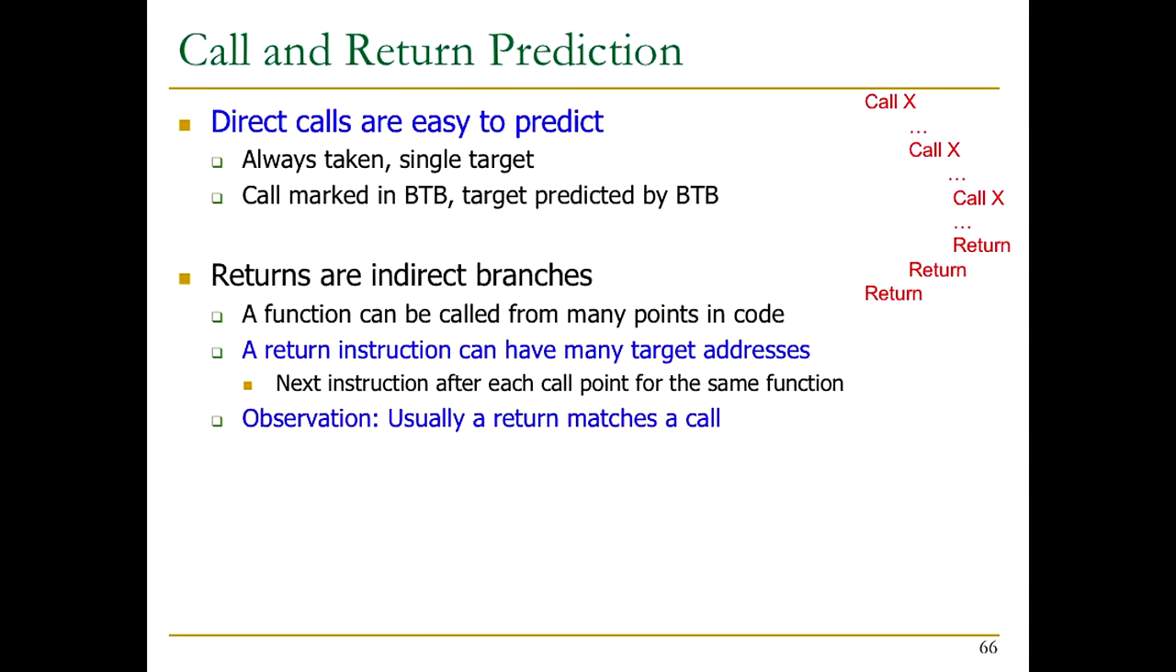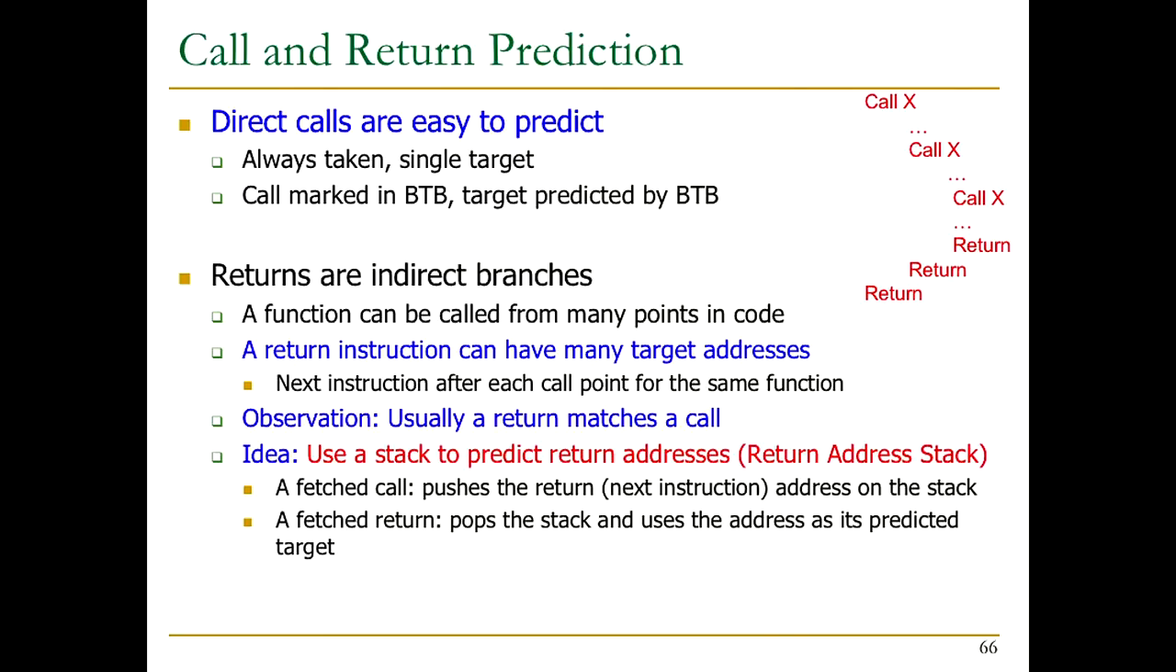So the observation is that usually a return matches a call. This doesn't always have to be the case, but assuming programs are well-behaved, they look like this. You do nested calls, and you have nested corresponding returns. Many processors, actually all processors that I know of, use what is called a return address stack to predict these return addresses. When they fetch a call, they push the return address onto the stack. The return address is the address of the next instruction after the call. When you fetch the return, you pop the stack and use the address as its predicted target.